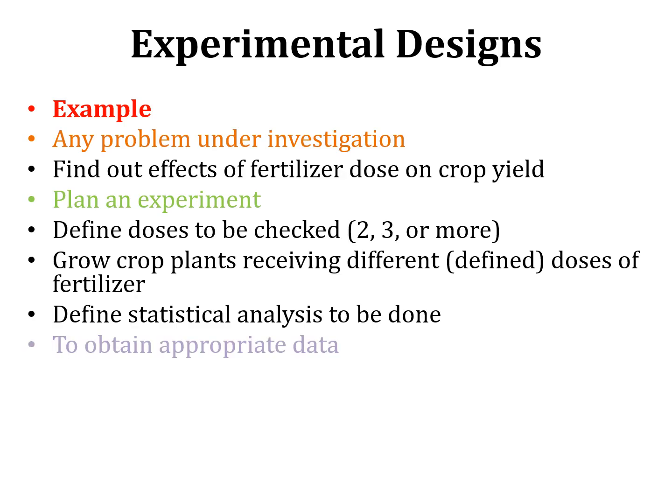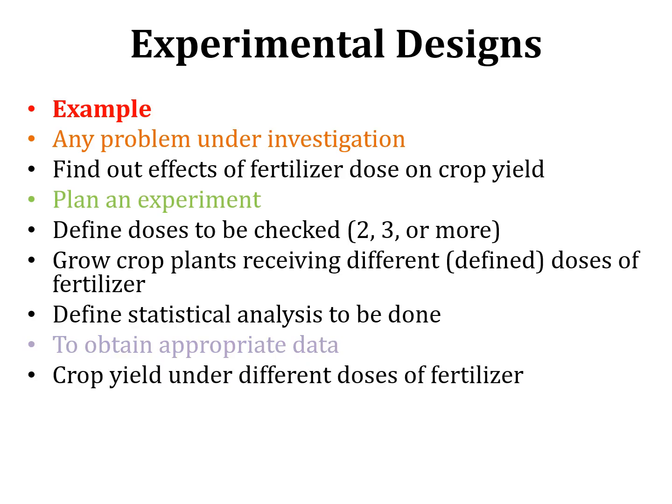So what kind of data are we going to get out of this experiment? So this data is, of course, crop yield and the different doses of fertilizer, right? So we defined different doses of fertilizers, we gave these different doses to crop plants, and in the end we are going to get the data. And this data is basically the crop yield and the different doses of fertilizer. So this data is obtained.